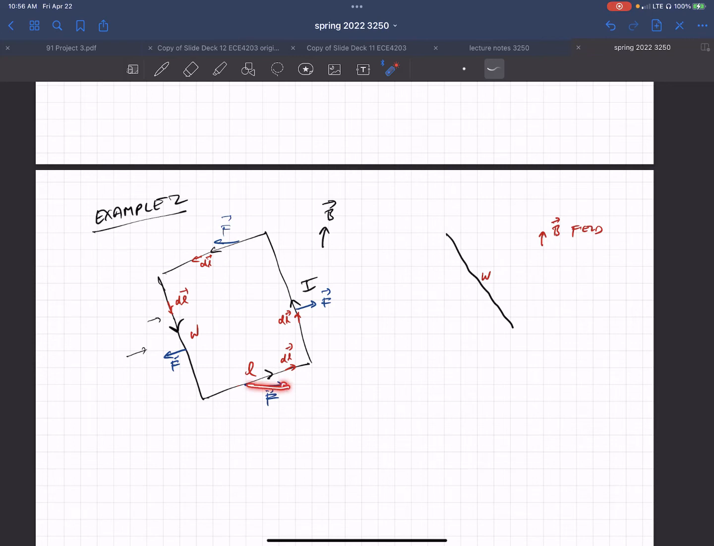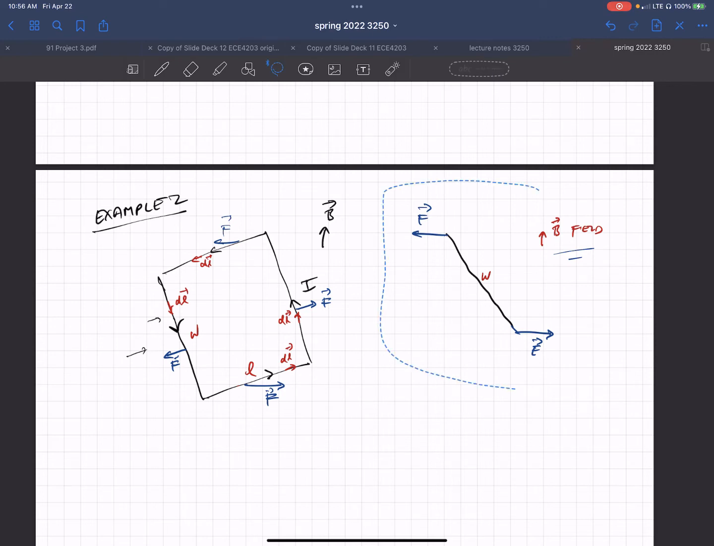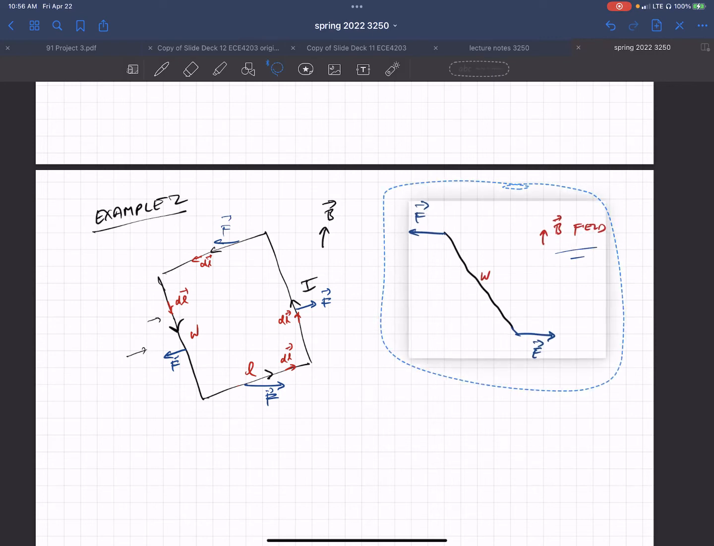Okay, now this force and this force, if I draw them here, are going to look like this. This is this F. And there's another F here. Okay, and then the magnetic field is here. So again, this is looking at this edge on. So that's what it would look like. And this should look pretty familiar to us. It basically looks like a dipole, right?